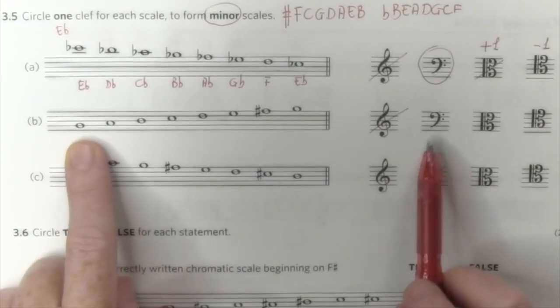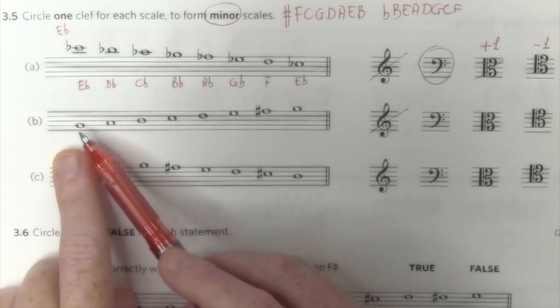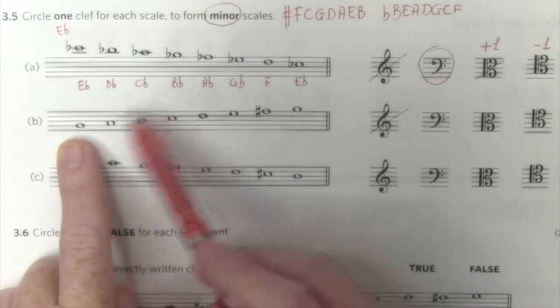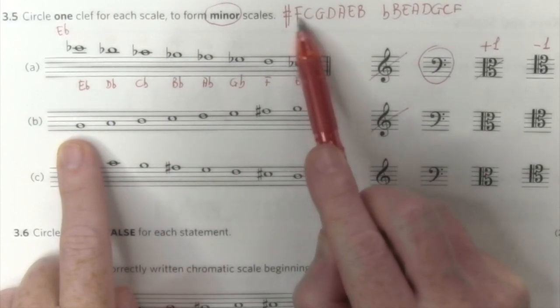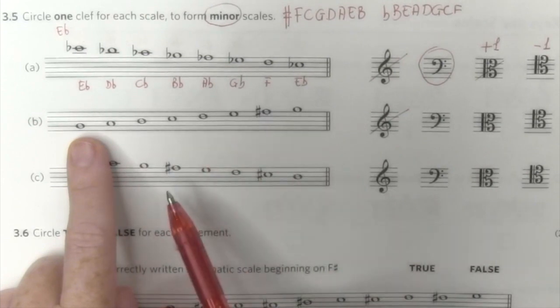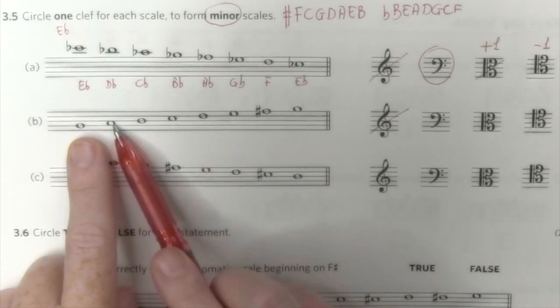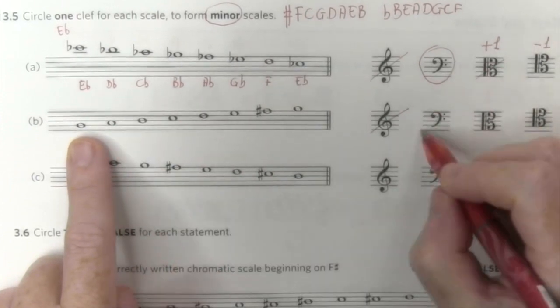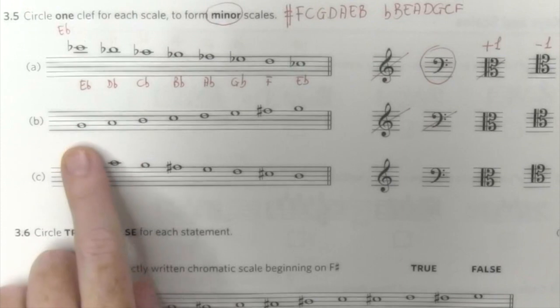In bass clef, this is B. B minor is the relative minor of D major. D major has two sharps, and here we don't have two sharps. This would be sharp, C would be sharp. So it's not the bass clef either.